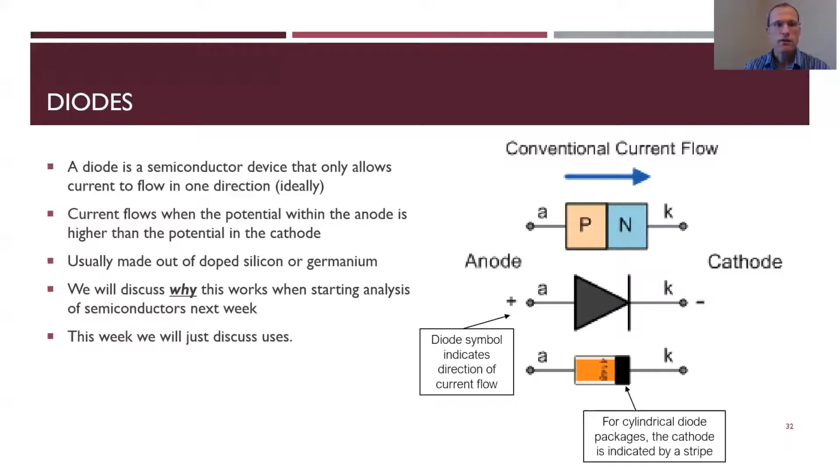Diodes are usually made out of silicon or germanium. Again, next week we'll talk about all the gory details of semiconductors. Right now, we're going to deal with a few uses of them. We've already used a few of them. As I said, you've already used LEDs, but we'll be using more of them this week and later.